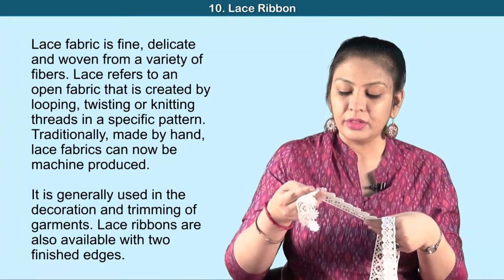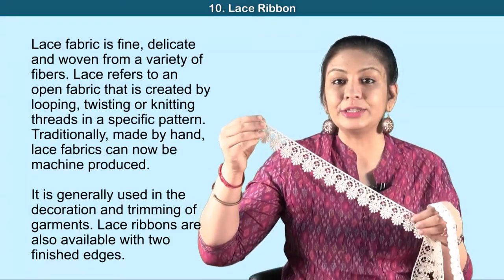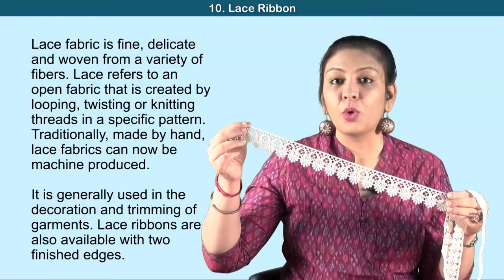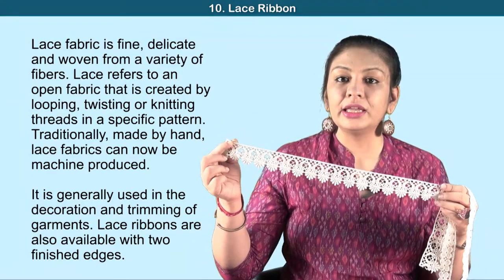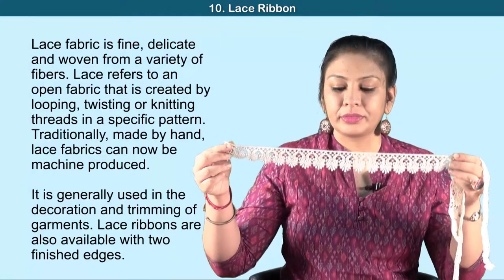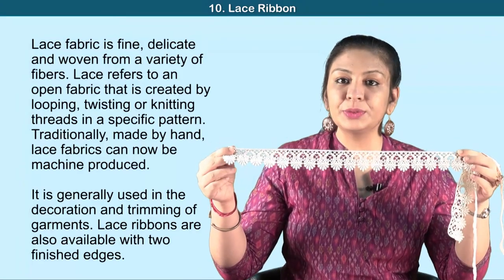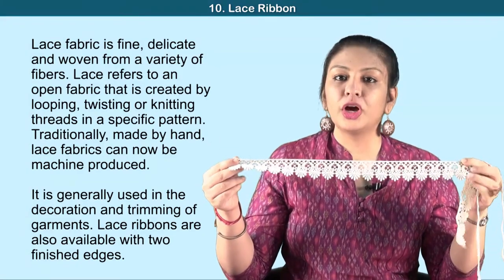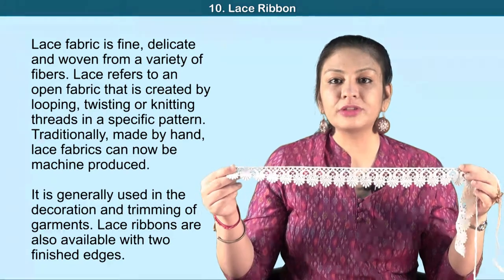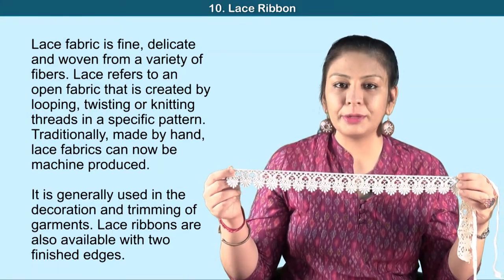These ribbons have an open structure and need to be machine sewn with small stitches in order to fix them appropriately to your garment. Lace such as this with scalloped edges can be used as edging, not just for garments but also for accessories and home furnishings like curtains and pillow covers.